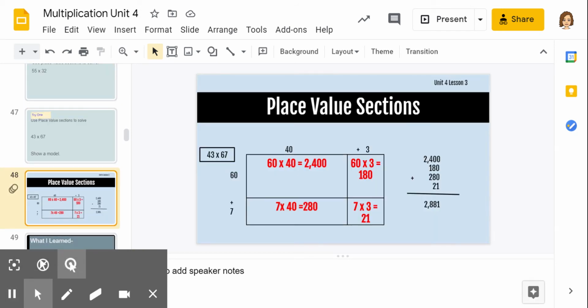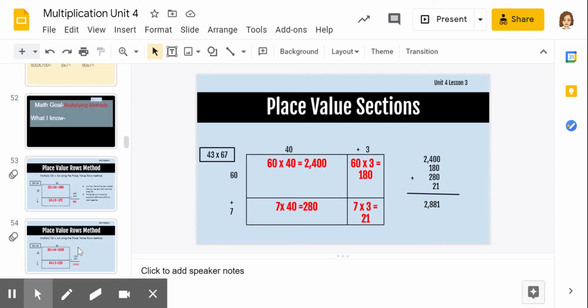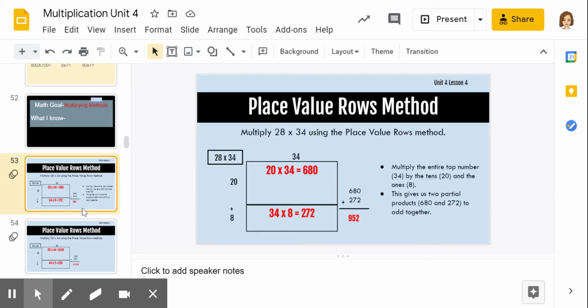All right, so last time we looked at the place value sections. Remember that? So that's one way to do multiplication. Today, we're going to be looking at the place value rows method. So it's like the place value sections. It's just a couple of steps shorter. Okay, so let's take a look at that.